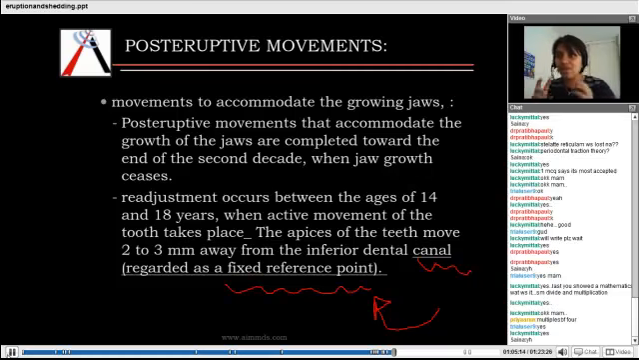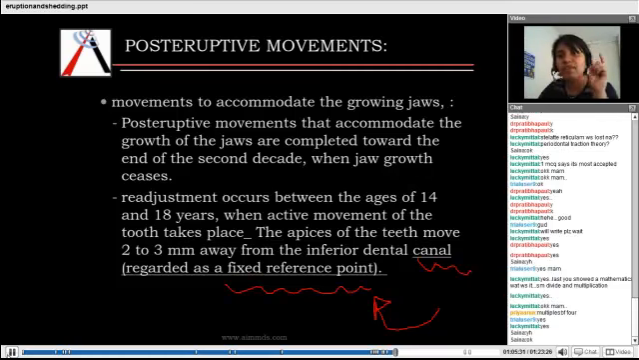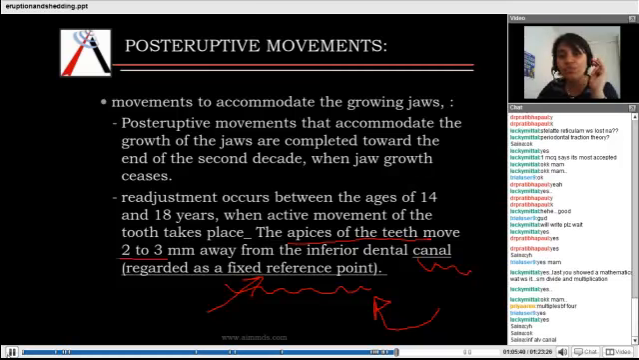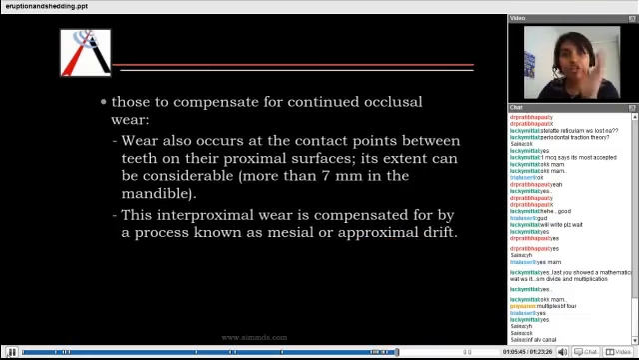So a person who has a smaller jaw, with the inferior alveolar canal a little bit in the upper position, his teeth will try to remain 2 to 3 mm away from the alveolar canal. That's the basic thing about this post-eruptive tooth movement. So our fixed landmark is nothing but the inferior alveolar canal. It is called the fixed reference point, and the teeth apices move 2 to 3 mm away from this particular canal. Okay, so only that point to be noted there.